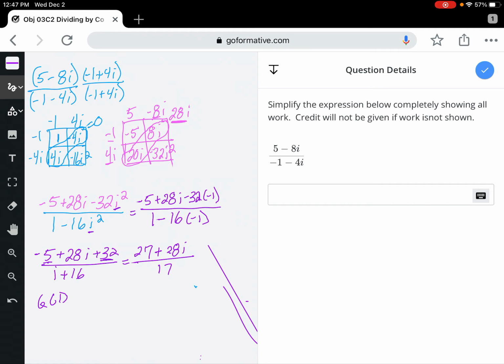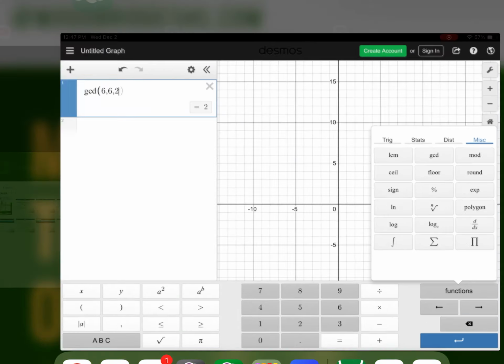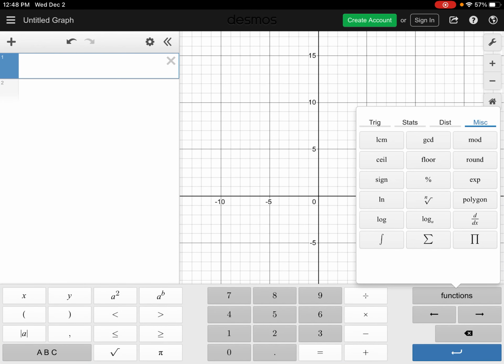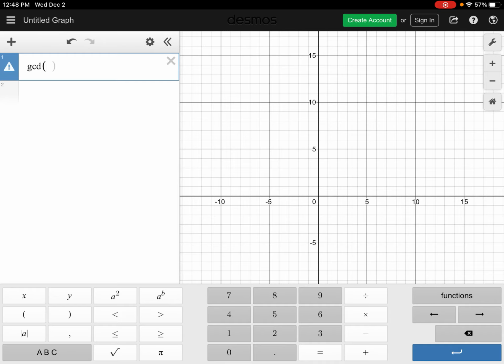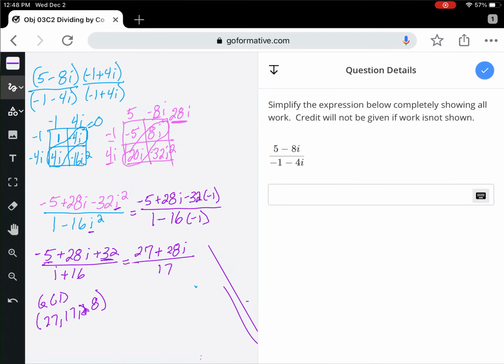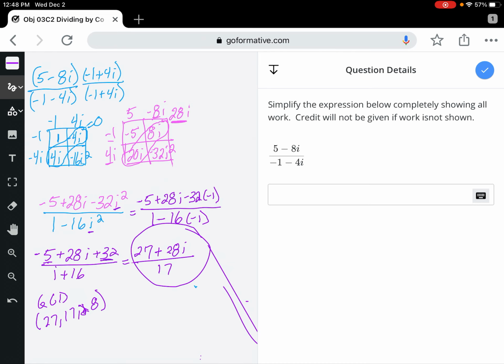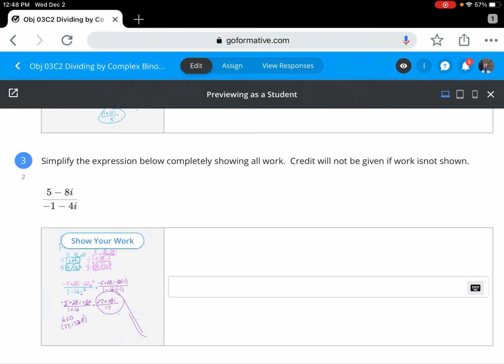Now I look just to make sure. I go to GCD and I put in 27, 17, and 28. Okay, 27, 17, 28. So again, go to functions, GCD, you have 27, 28, and 17, and the only greatest common factor is 1, so this is your final answer, 27 plus 28i over 17.